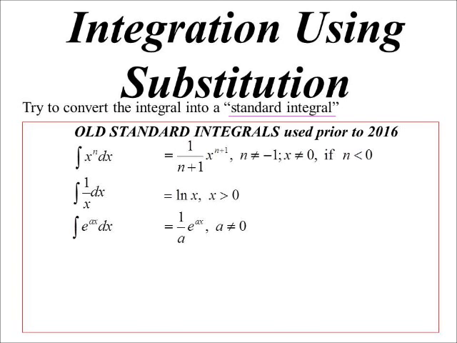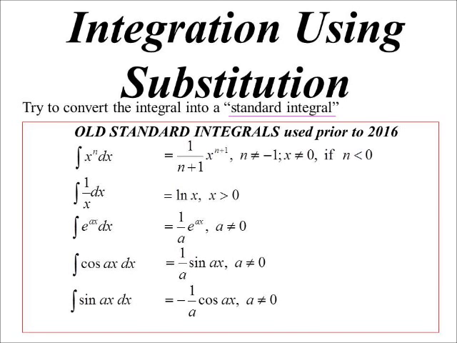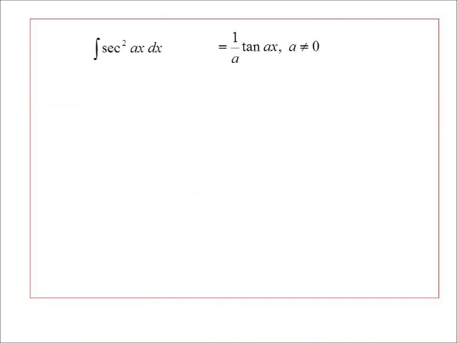Then they gave us the e to a linear power, 1 over a e to the ax. And then our trig functions: cos, of course, went to 1 on a sine. Sine went to -1 on a cos. Sec squared, 1 on a tan. This was the interesting one. That was there, I guess, for conics in 4-Unit, because we needed to know how to differentiate sec. But they put it in the form of an integral. So the integral of sec tan was sec.